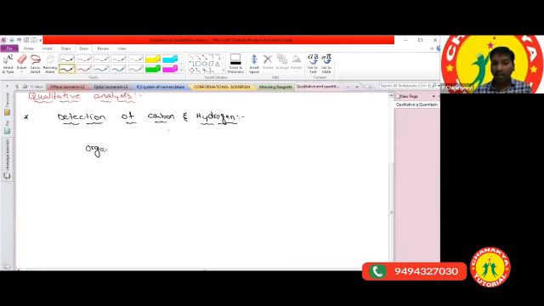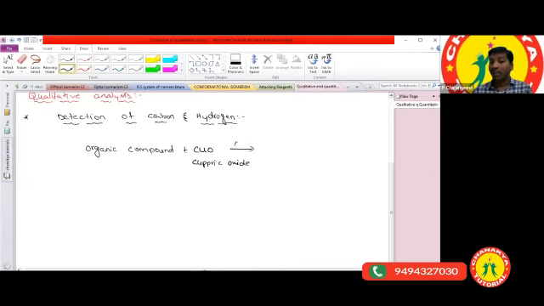Okay, organic compound. For the organic compound, if you add cupric oxide, what is the molecular formula of cupric oxide? You can write it as CuO. This we call cupric oxide.